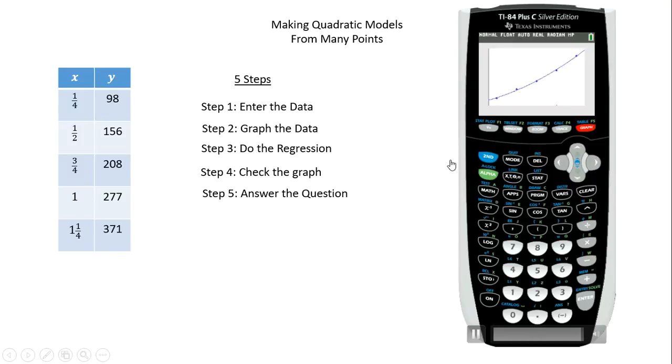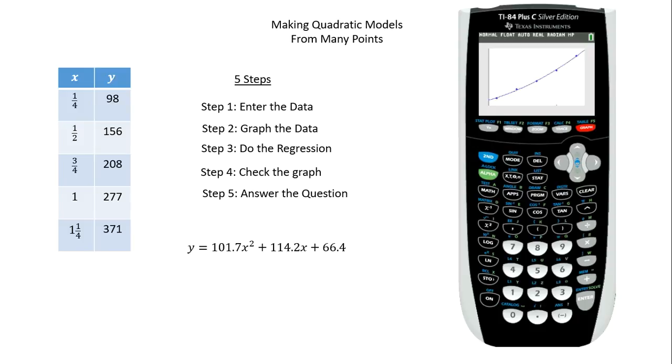We've checked our graph. We can get our equation: y equals 101.7x squared plus 114.2x plus 66.4, as we saw. I'd make sure to write that down before you graph it, because once you graph it, if we were to go back, it wouldn't be there. We'd have to do the regression again, which isn't a big deal. It's just it gets obnoxious.